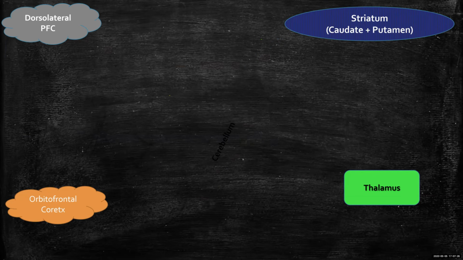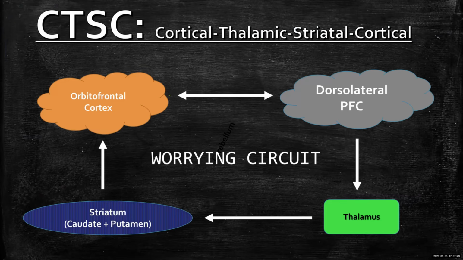These structures form a circuit. And the circuit is called the cortical thalamic striatal cortical circuit, and we call this the worrying circuit. This is because this circuit becomes highly activated in individuals who worry. It becomes a loop where obsessions and constant worrying occur. What we know about the orbitofrontal cortex is that in individuals with OCD, when you scan their brains, they have an overactive orbitofrontal cortex, and this has been thought to cause obsessive thinking.